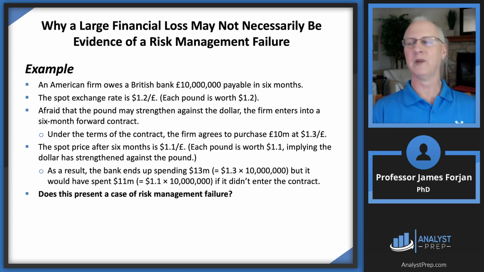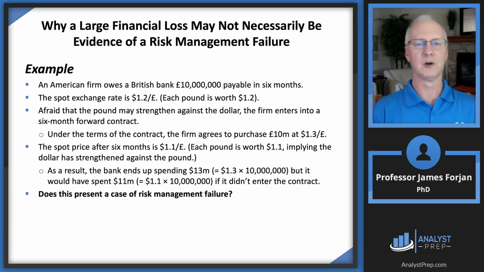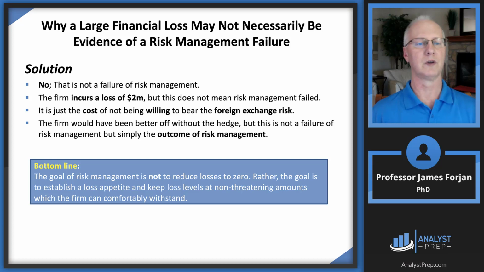Maybe this American firm is a bakery and we bought something from Great Britain, corn or wheat, whatever it is, and we used it to bake so we can focus on our core business and we don't have to worry about currency risk. All right, so here's the solution to that question. Just because we lost 2 million doesn't mean that it's evidence of risk management failure. What it signals is the willingness of the board of directors, or whoever's determining the risk appetite. It's the cost of not being willing to bear that currency risk, or that foreign exchange rate risk.